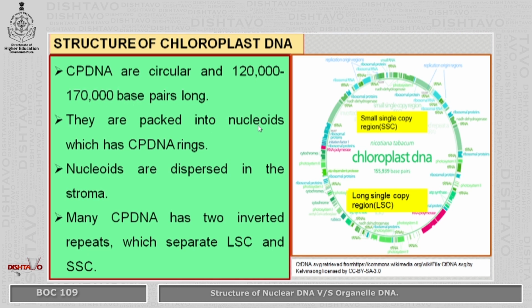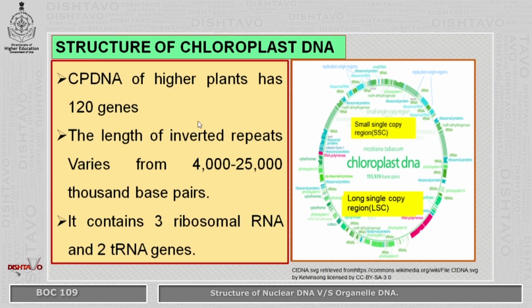They are packed into nucleoids which have cpDNA rings. Nucleoids are dispersed in the stroma region. Many cpDNAs have two inverted repeats which separate the LSC and SSC. See, these are the repeats which separate the small single copy region and the long single copy region in the chloroplast DNA structure. cpDNA of higher plants has around 120 genes. The length of inverted repeats varies from 4,000 to 25,000 base pairs. It contains 4 ribosomal RNAs and 30 transfer RNA genes.